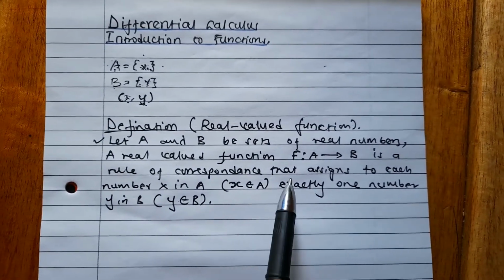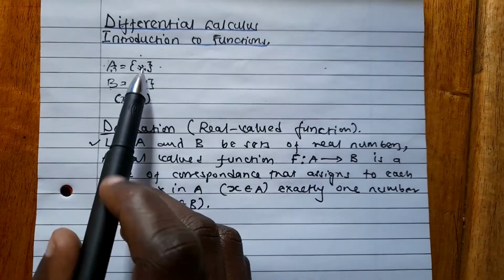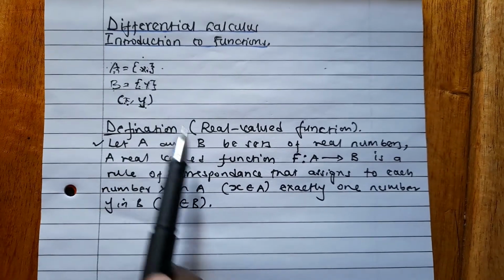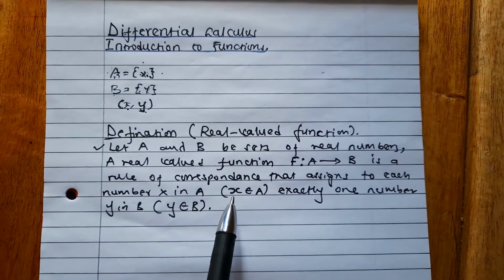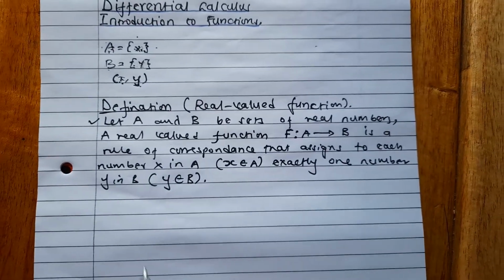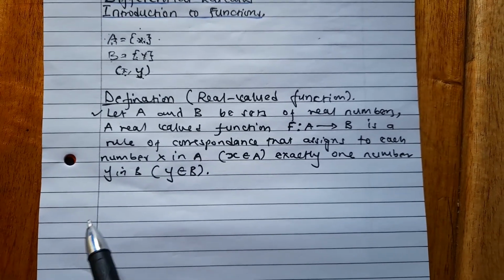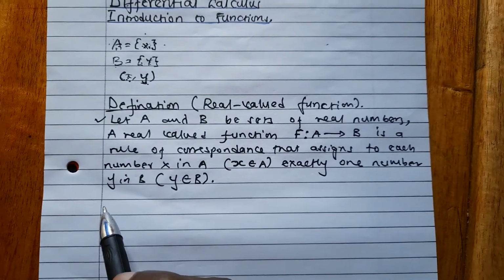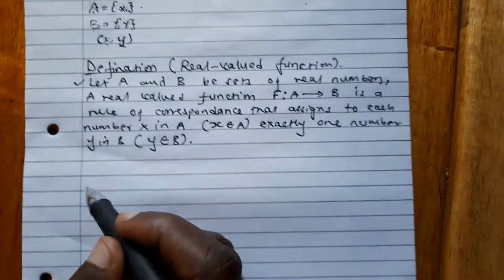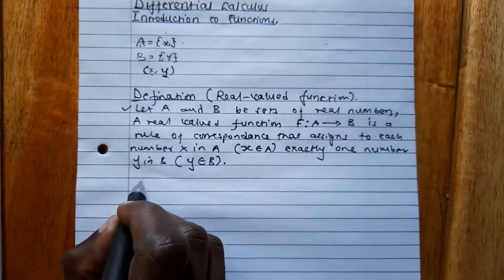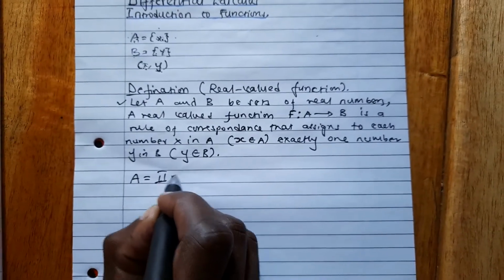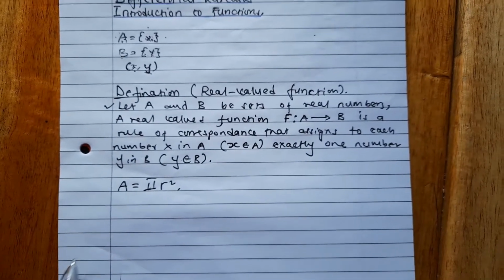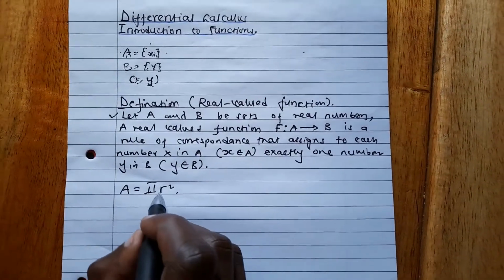So if we have a rule that maps elements of the set A to a corresponding one element of the set B, then that qualifies to be a function. So this is the definition of a real valued function. And you realize many real life situations can be modeled by function. For instance, the area of a circle is given by pi r squared. So this is a function of the radius r.